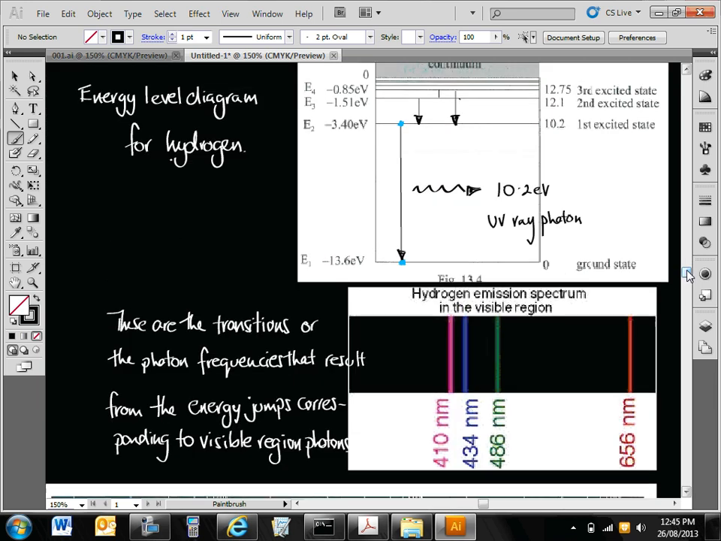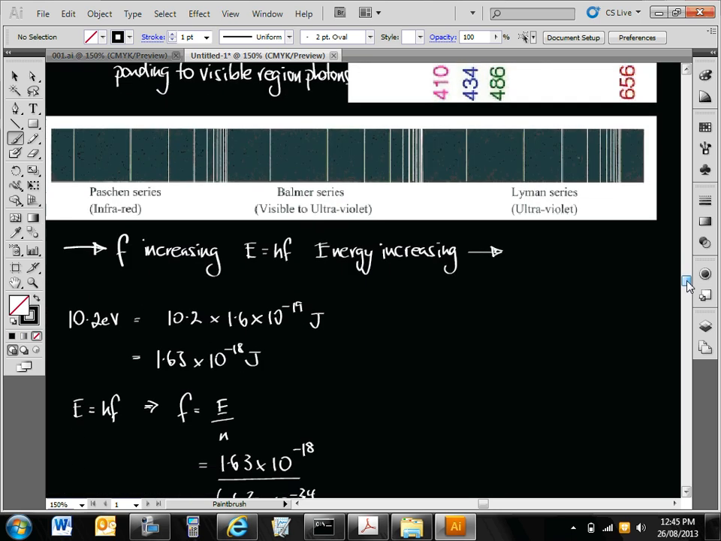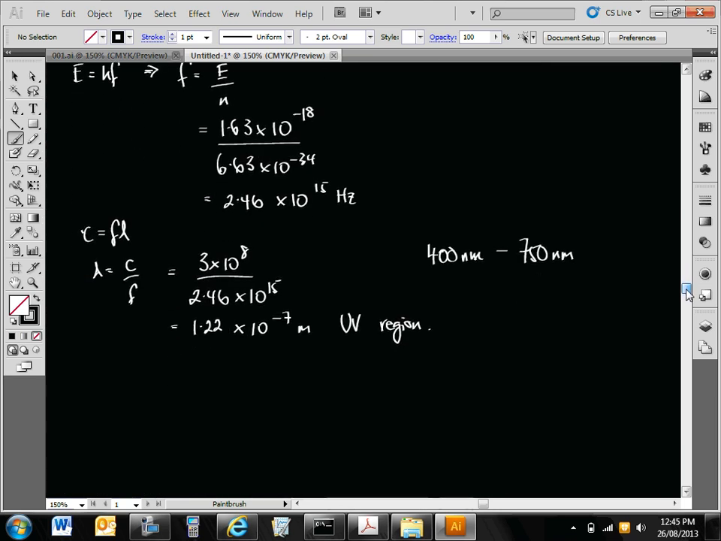I don't know which one they exactly correspond to. We could do the calculation if we wanted to. That jump there, minus 0.85 minus 3.40. If I take away those two numbers, 3.4 minus 0.85, I'll end up with the change in energy there. And I can very easily work out from that change in energy what wavelength results here. Okay? But I'll just show you the picture.